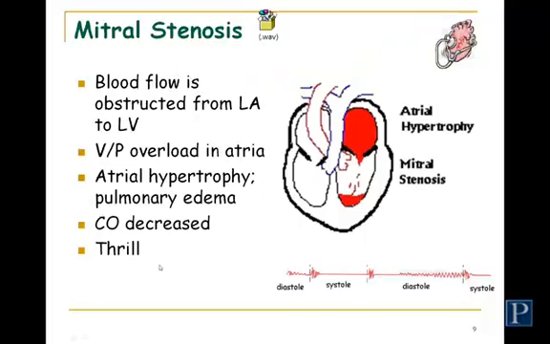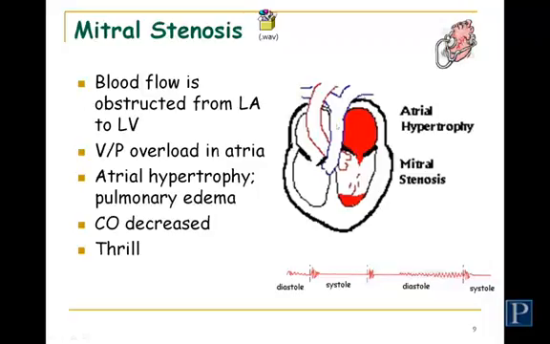Now, mitral stenosis is a valvular defect where the mitral valve is narrowed, so it's not open fully when it's supposed to be. So the mitral valve should be open during diastole. So this creates a diastolic murmur.